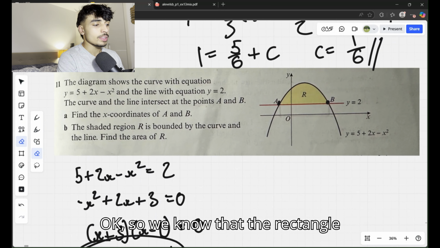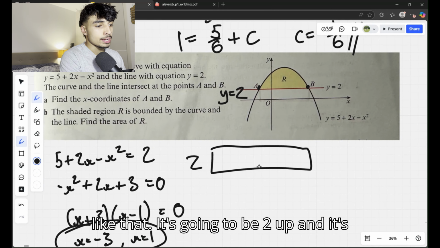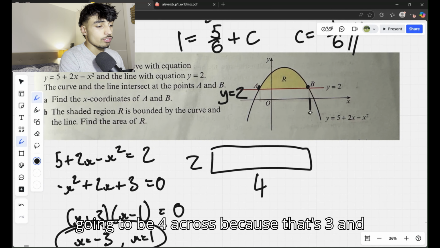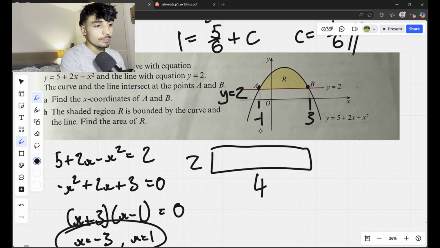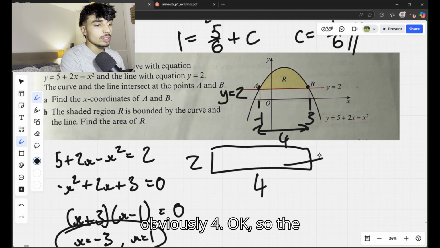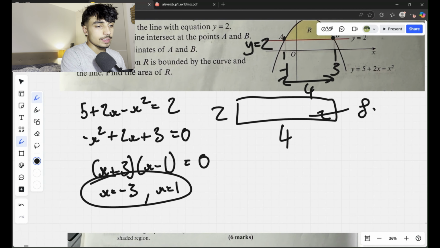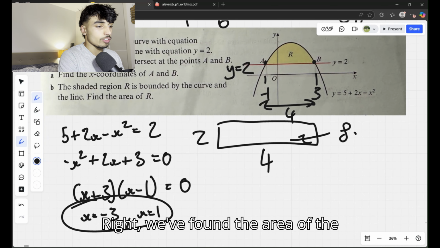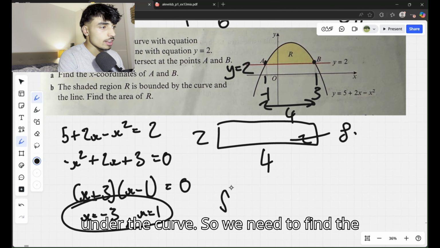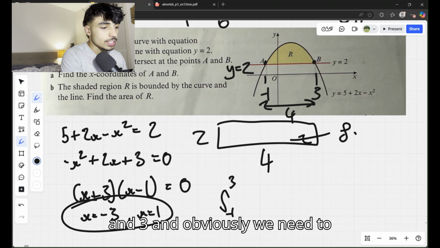Okay, so we know that the rectangle is going to be 2 high because y is 2 is here. So essentially the rectangle is going to be like that. It's going to be 2 up and it's going to be 4 across because that's 3 and that's negative 1. So the difference is obviously 4. Okay, so the area is equal to 8. Okay, right, we found the area of the rectangle. We just need to find the area under the curve. So we need to find the integral between negative 1 and 3.